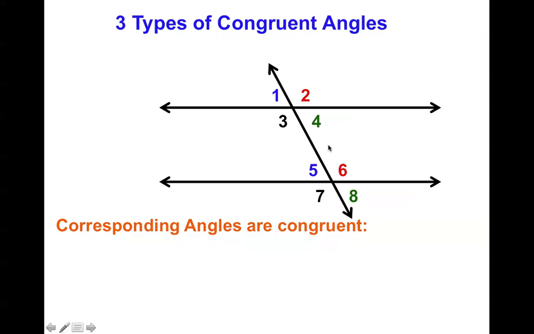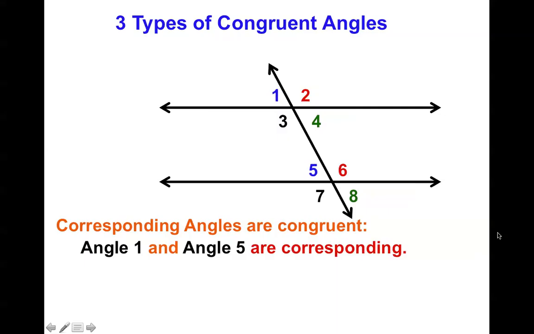So we have more vocabulary. Corresponding angles. Which ones are the corresponding angles? Those are the ones that line up the exact same in the top as they do in the bottom. So that would mean the 1 and the 5 would be corresponding, the 2 and the 6 would be corresponding, the 3 and the 7 would be corresponding, and the 4 and the 8 would be corresponding. Let me show you.